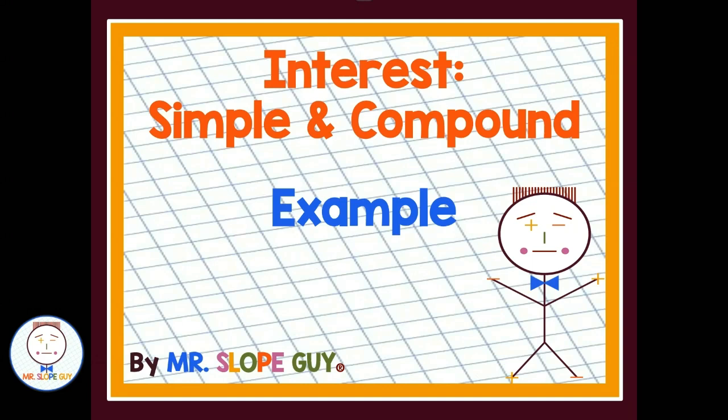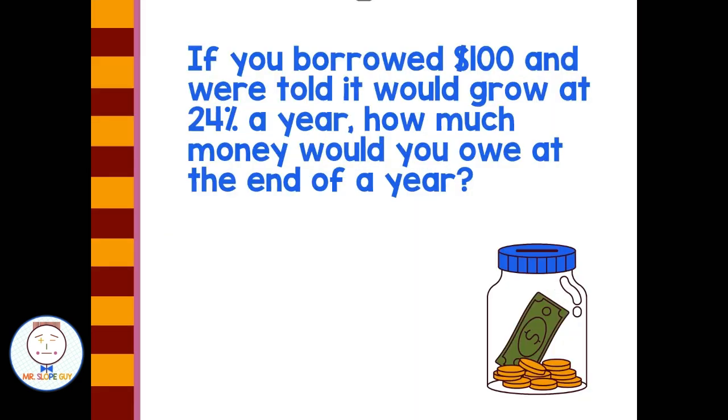Right, so let's look at an interest problem today, and let's talk about some general differences with simple and compound interest. So let's say if you borrowed $100 and you were told it would grow at 24% a year, how much money would you owe at the end of the year? Well, 24% of $100 is 24, so I would expect to pay at the end of the year $124. That's just 24% of 100. So $24 in interest, $100 in principal.